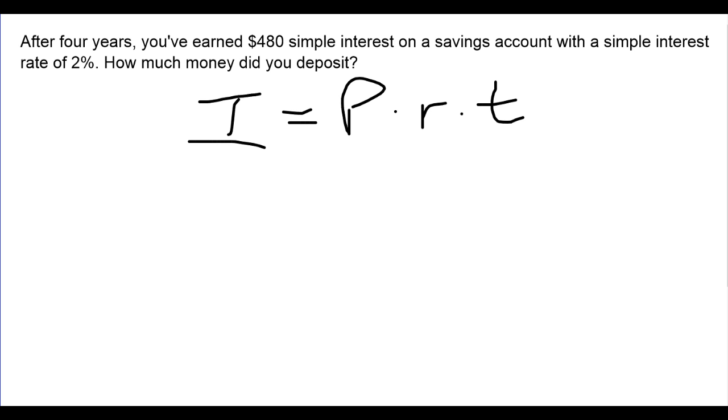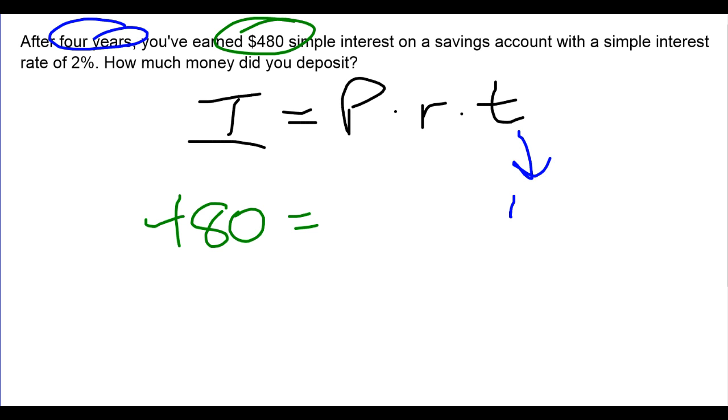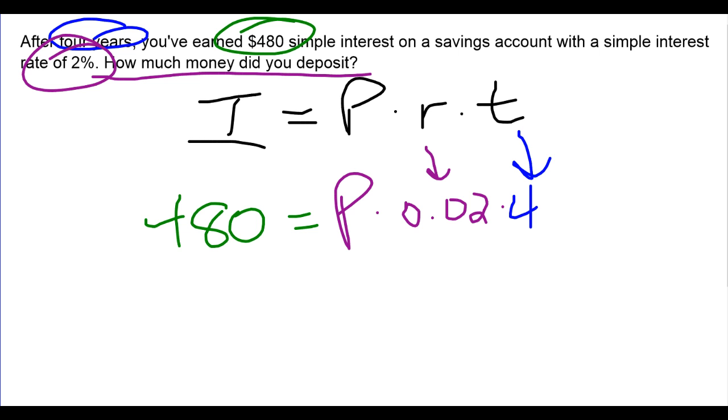So here, it says that after 4 years, we've earned $480 of simple interest. So that $480 is going to be our I. After 4 years, so 4 is our T, and the interest rate is 2%, so the R is 0.02. And since it's asking how much money did you deposit, we don't know what our initial deposit, or our principal, is. So now we have an equation with an unknown that we can solve.